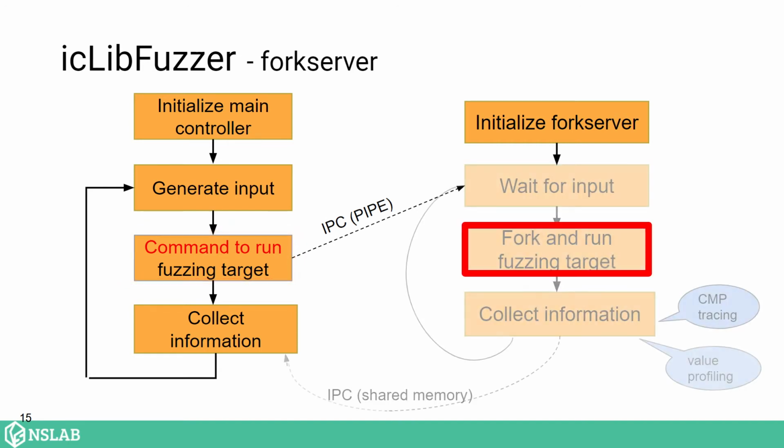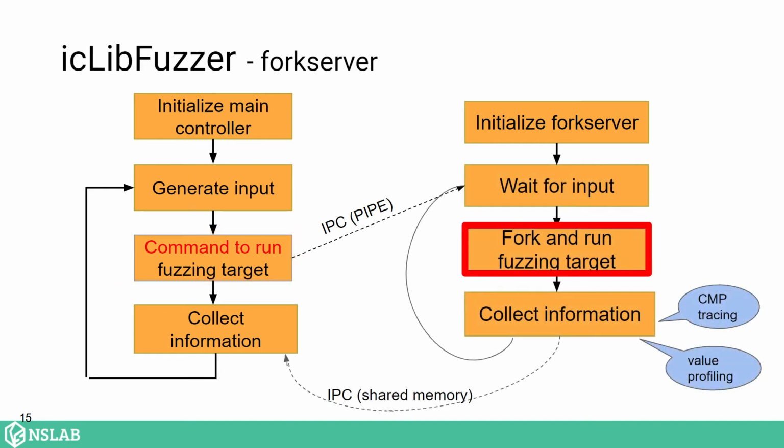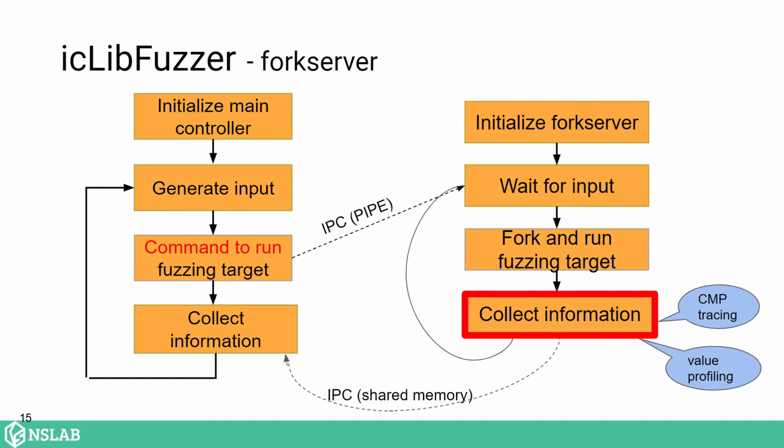Now on the ForkServer side, it treats the fuzzing target as a function, as the InProcess design does. However, instead of calling the function directly, the ForkServer will fork a child process and run the fuzzing target in the child process. So when the ForkServer gets a notification and an input from the main controller, it will fork and run the fuzzing target. After the fuzzing target exits, the ForkServer will inform the main controller and wait for the next input.